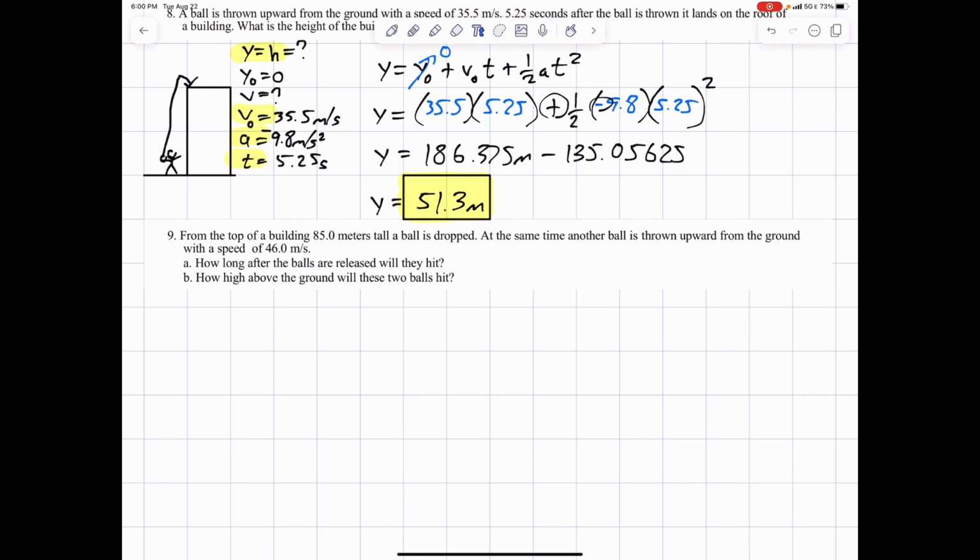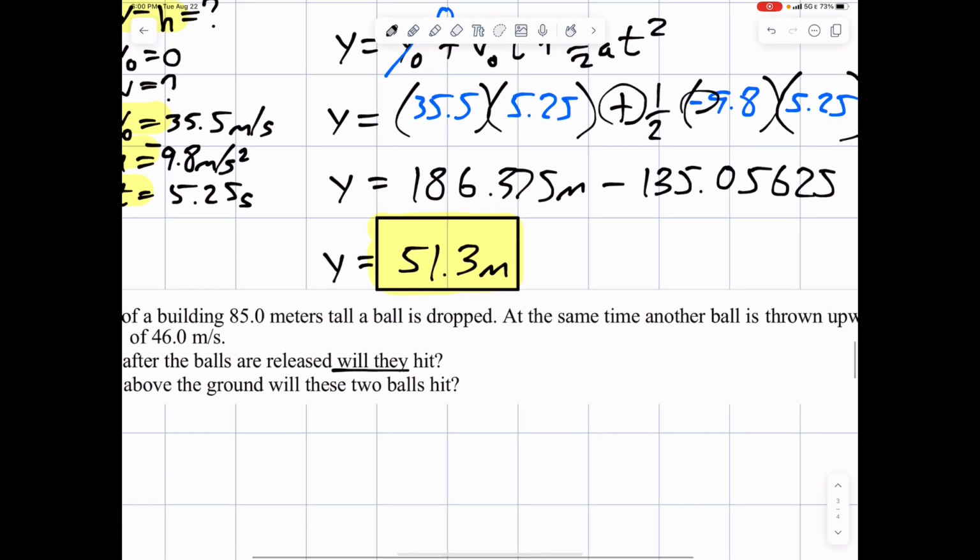Number 9. From the top of a building 85 meters tall, a ball is dropped. At the same time, another ball is thrown upward from the ground with a speed of 46 meters per second. How long after the balls are released will they hit? Well, there's a couple things you need to know about this. When they hit, they're going to have the same position. They'll be at the same height above the ground. And they'll do this at the same time.